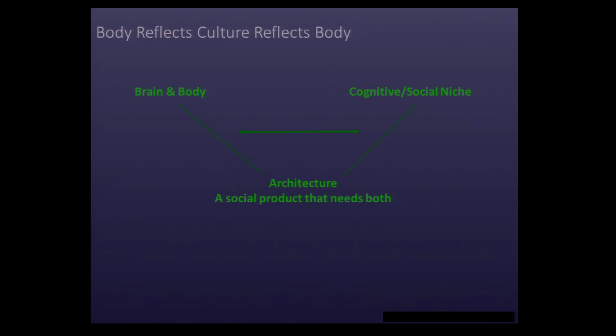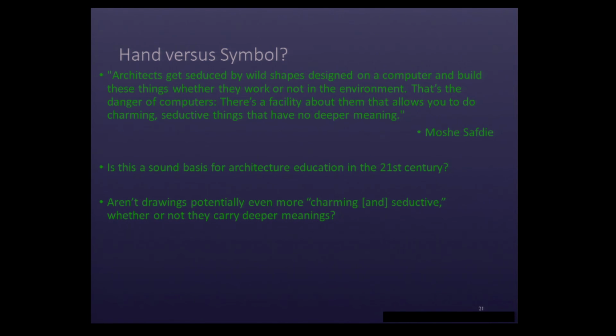So, I'm almost done, but what I want to emphasize at this point is that we have the brain and the body evolving together, but what's also evolving is the cognitive and social niche in which our brain and body shape society and become shaped by society. And then we are to think, I suggest, of architecture as a social product that needs both that reference, as it were, to the biology on the one hand, go back to the hand, and to the cognitive social niche on the other.